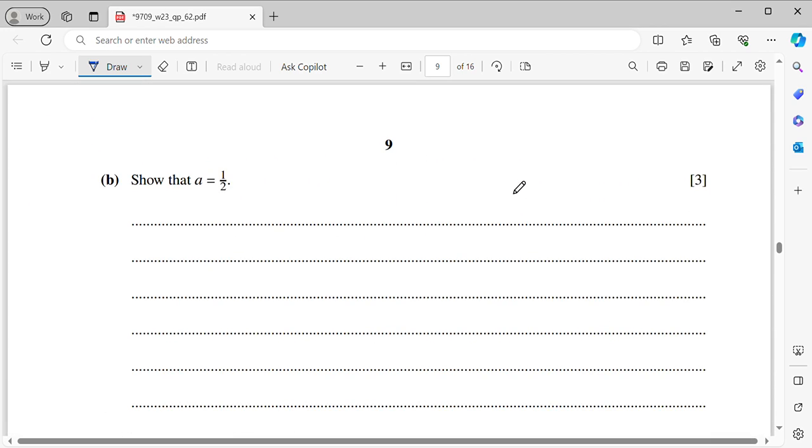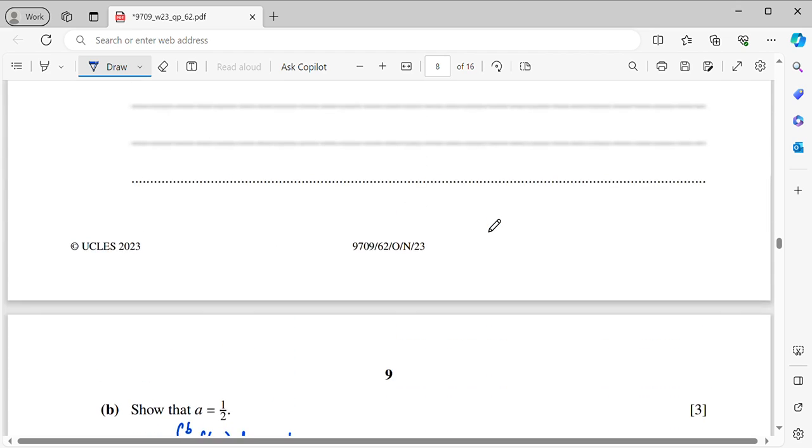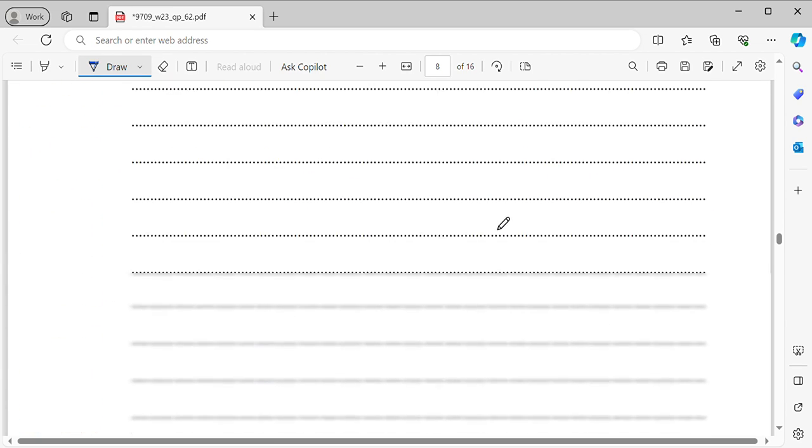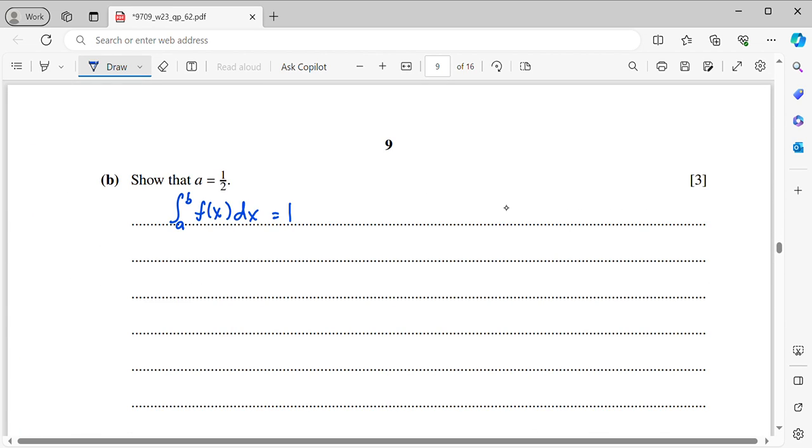Okay, now next part, show that a equals 1 over 2. So now we know that integration from a to b f(x) dx is going to be 1. This is the total probabilities formula. So now I'm going to integrate 1 over x squared from a to b in order to get the a value. So it will be integrate a to b 1 over x squared dx, and it is 1. To solve this integration, the x squared will be moved up. It becomes x to the power of negative 2.